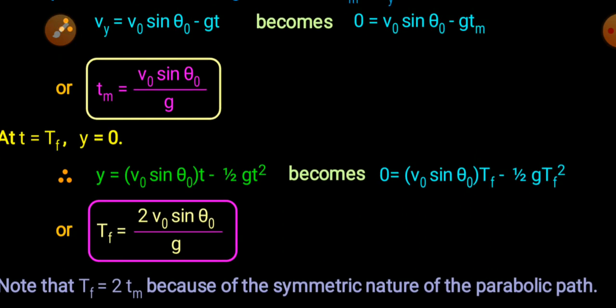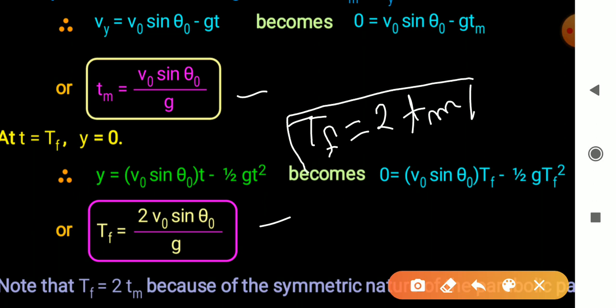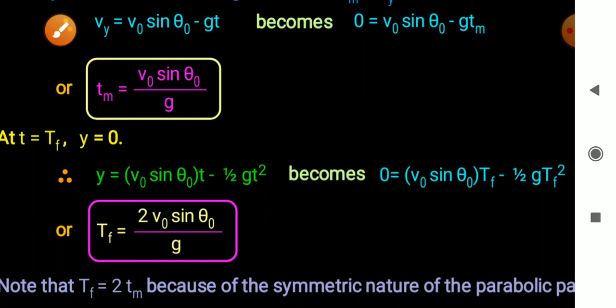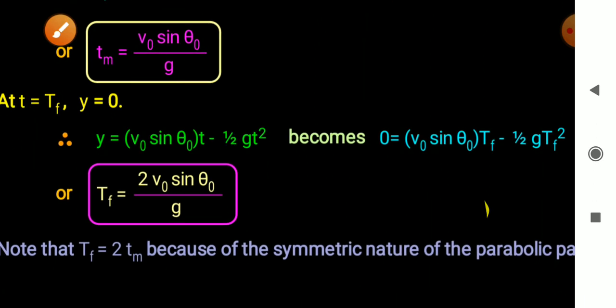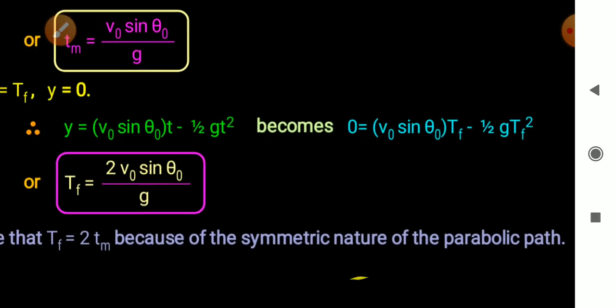From these two equations we see that time of flight tf equal to 2 times the time to reach maximum height, right? So time of flight equal to 2tm because of symmetric nature of the parabola.